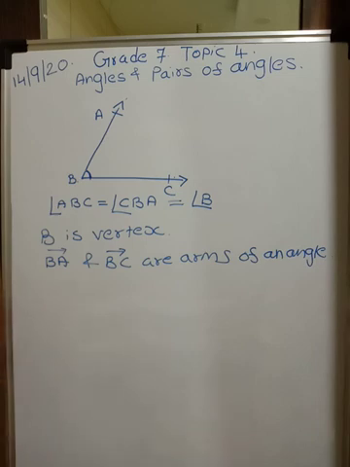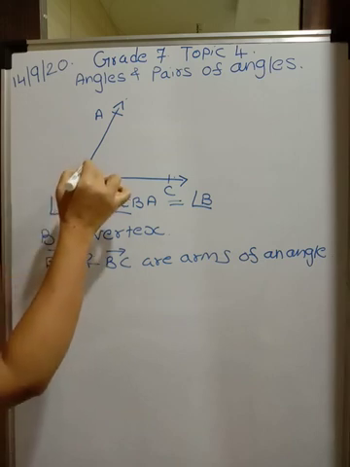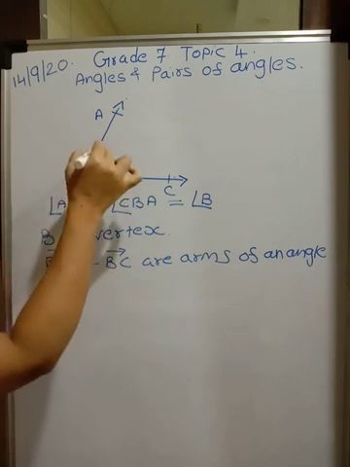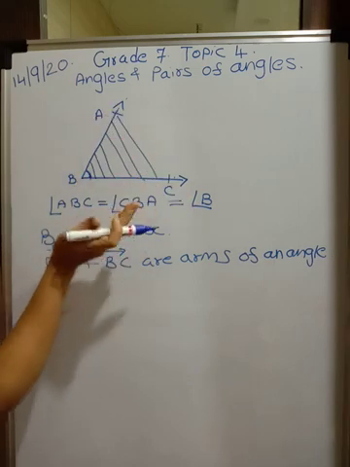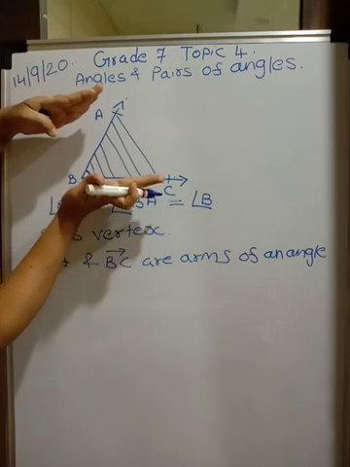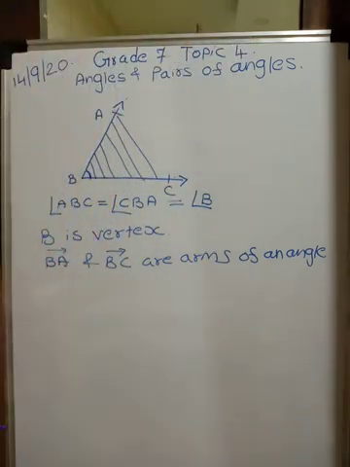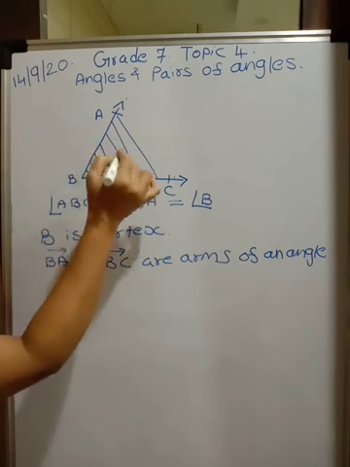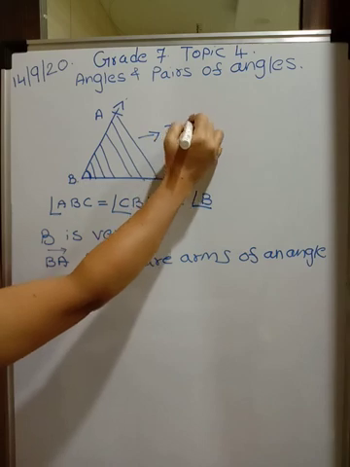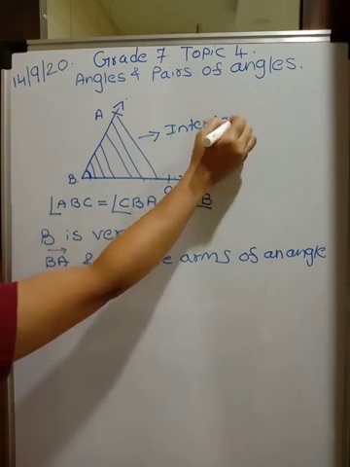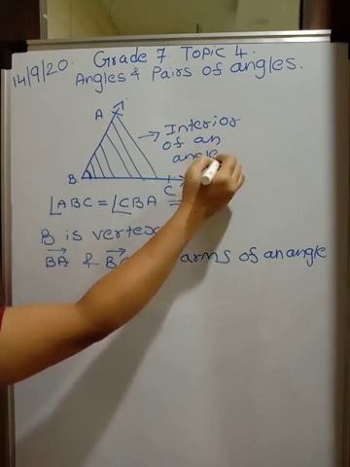Now B is vertex, BA and BC are arms. And can you see this part? Can you see this part? Which is enclosed in two arms. And these arms are extending infinitely. So this part will also extend infinitely. This part, which is enclosed by two arms, is called as interior of angle. Interior of an angle.